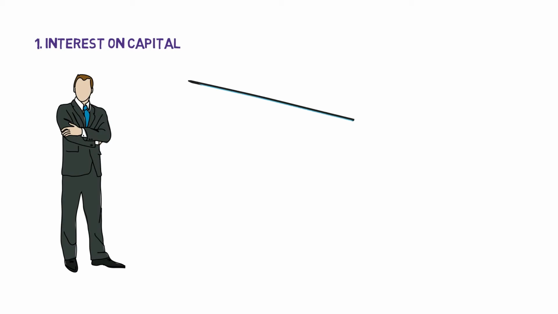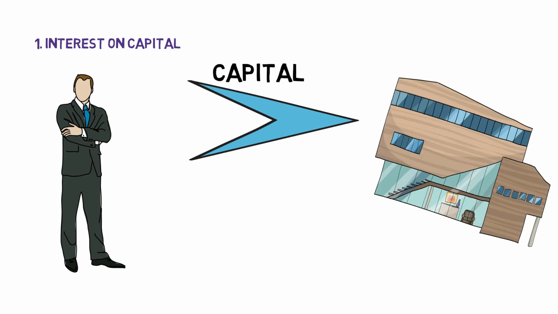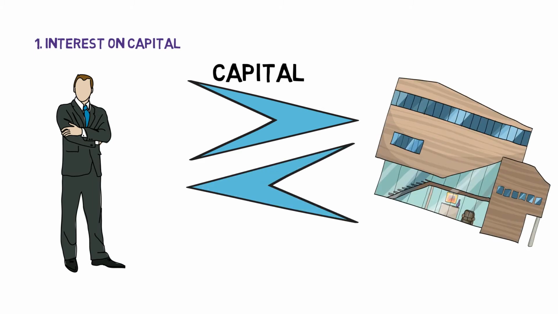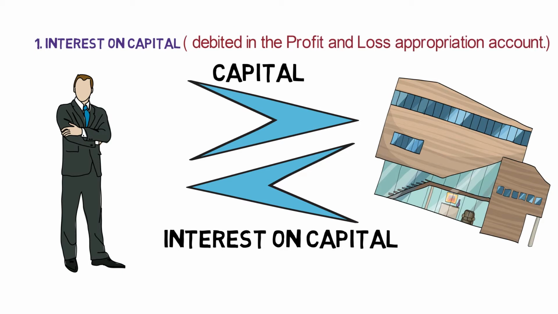Now let's understand the various items that come in the profit and loss appropriation account. Interest on capital. When a partner provides capital to the firm, the firm usually pays a percentage as interest on capital. Since this payment is from the firm to the partners, it is an expense for the firm and expenses are debited. Therefore, you will debit interest on capital in the profit and loss appropriation account.